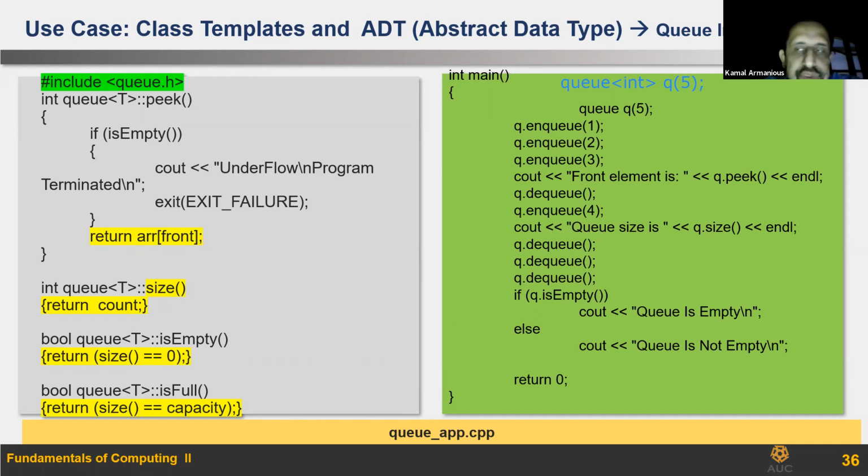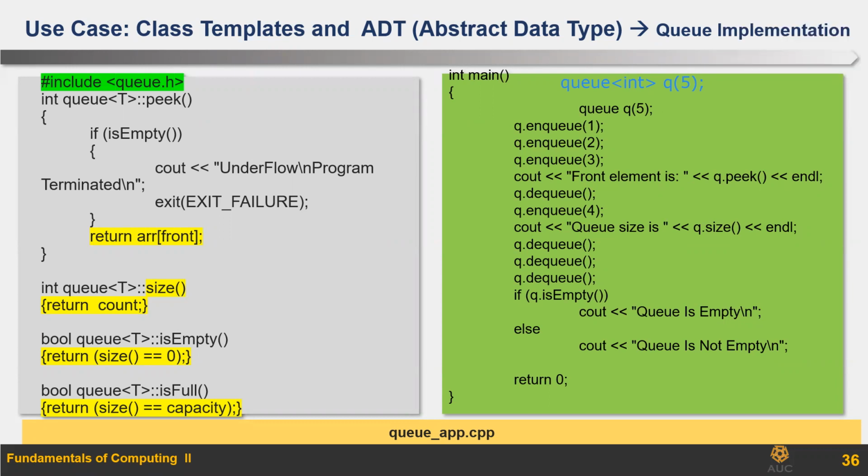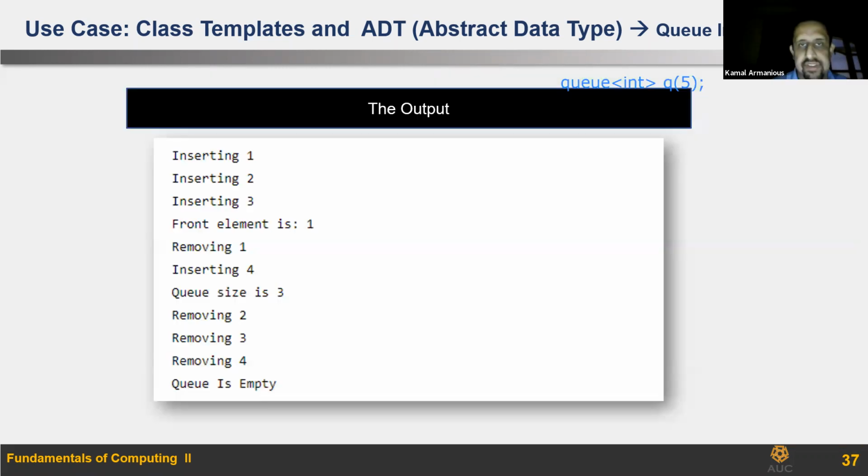So Q is a queue of what data type, Muhammad? Integer. So it is a queue of integer. So I am adding 1 to a queue, 2 to a queue, 3 to a queue. Then I DQ. What does it mean DQ, Muhammad? Like pop. It removes, like the pop. Yes, that's fine.